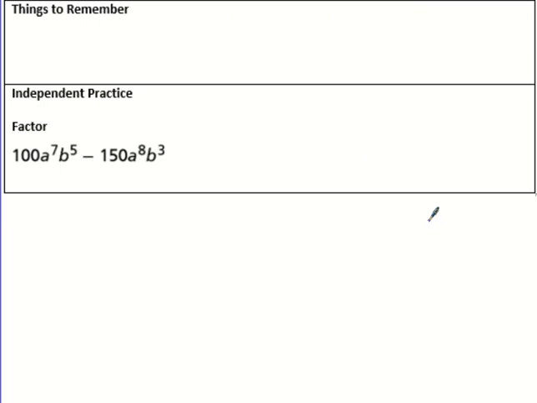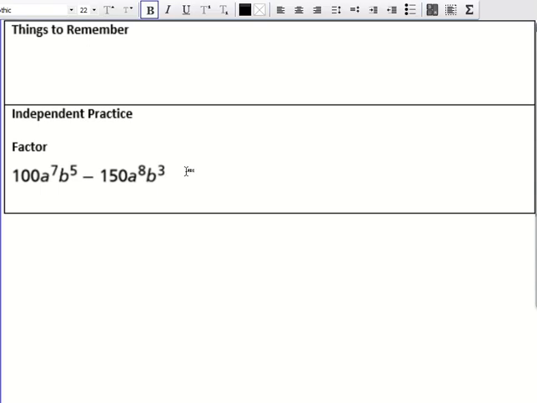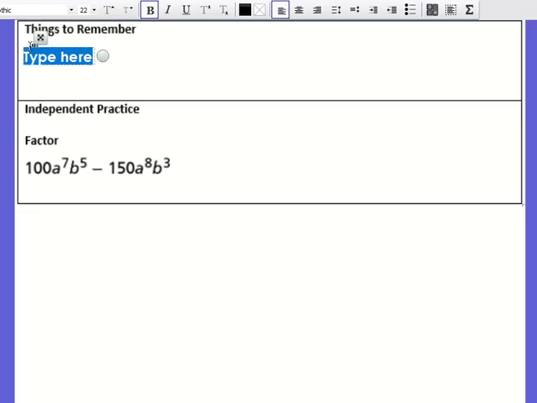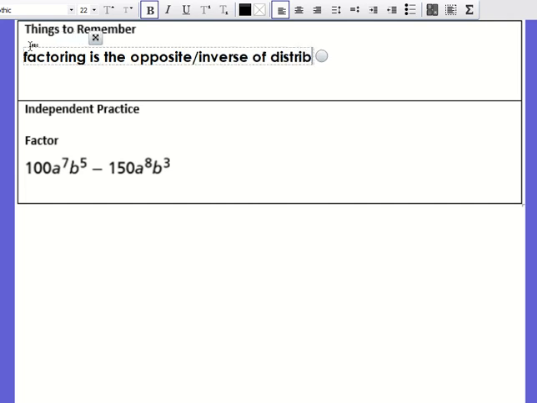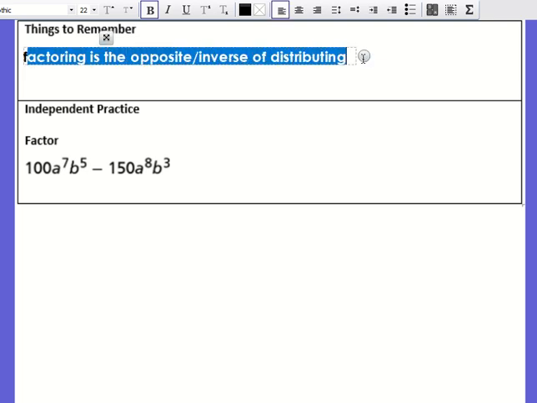So the main thing to remember is that factoring is the inverse or opposite of the distributive property, right? So factoring, ooh, can't spell today, is the opposite slash inverse of distributing. There we go. That's the main thing you got to remember. It's just the backwards version of distributing.